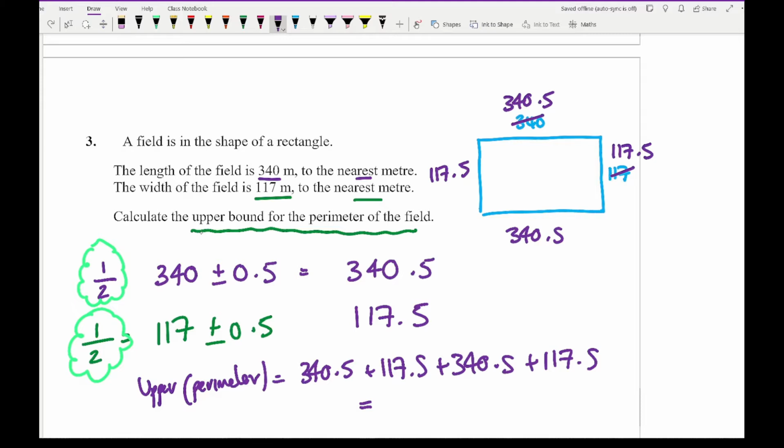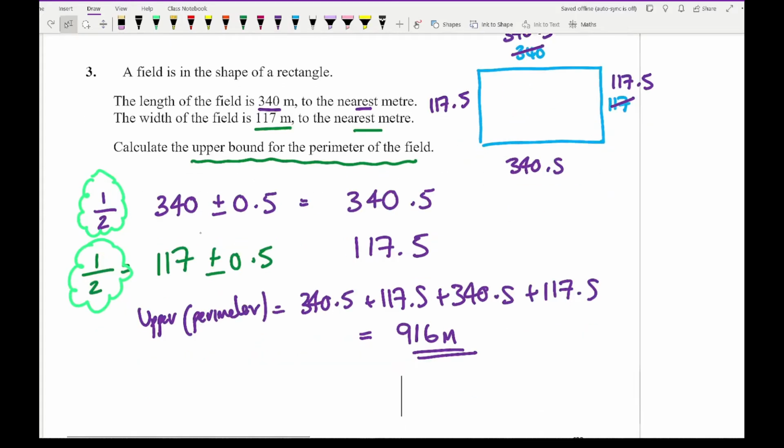Let's put that into my calculator, and I get an answer of 916, and the units are going to be meters, and there is my final answer. Now, if a question asked me for area, which I'm sure it would, for the upper, I would do 117.5 times 340.5. If it was the smallest area that I wanted, then that would use the lower bound.